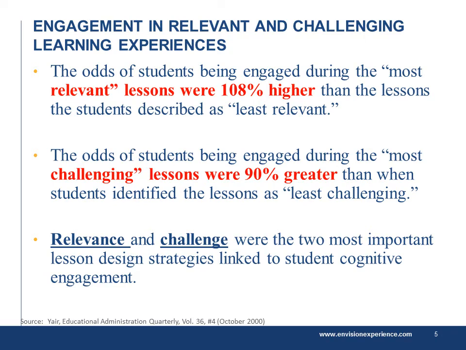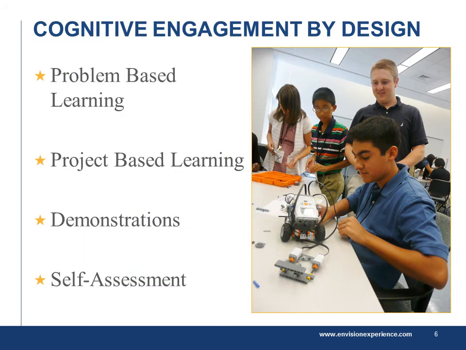2 things that the research points out that are critical for cognitive engagement: relevance and challenge. You'll note here that specifically in terms of relevance, relevance alone can increase engagement by over 100%, whereas challenge, though sometimes dismissed in some classrooms, actually increases engagement by 90% or more. So relevance and challenge were 2 of the most important lesson design strategies linked to student cognitive engagement.